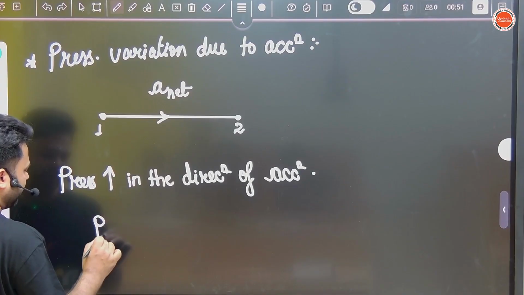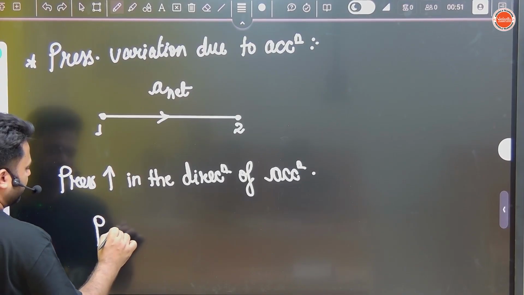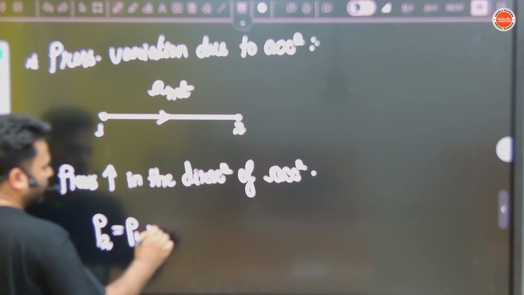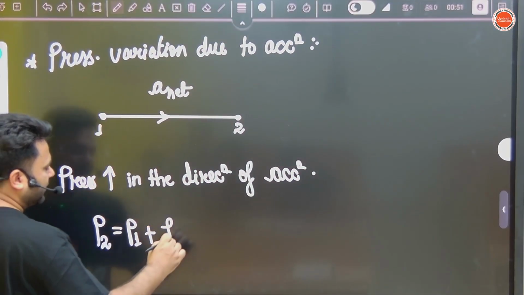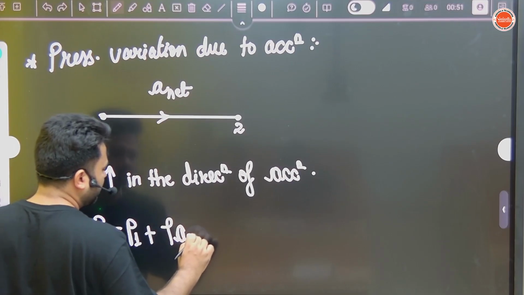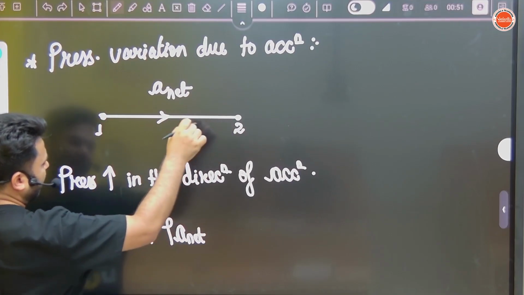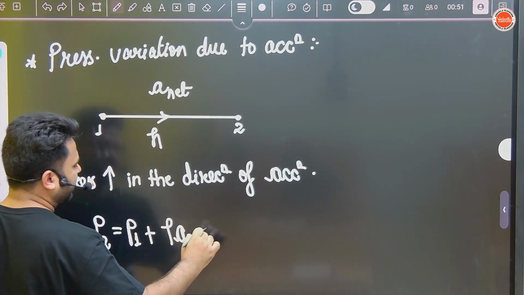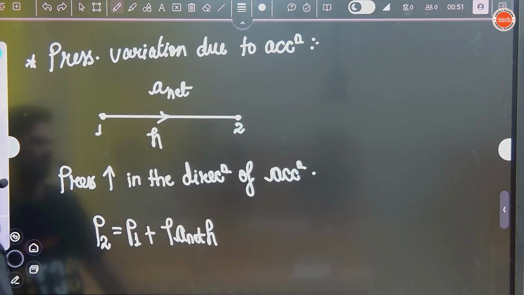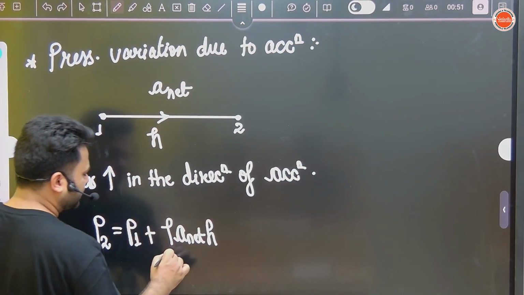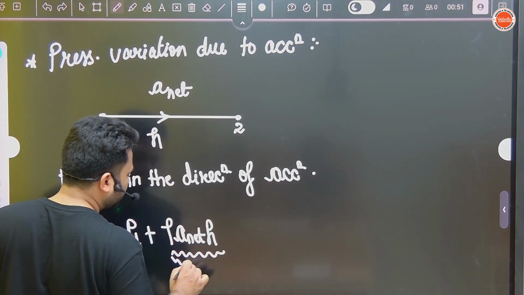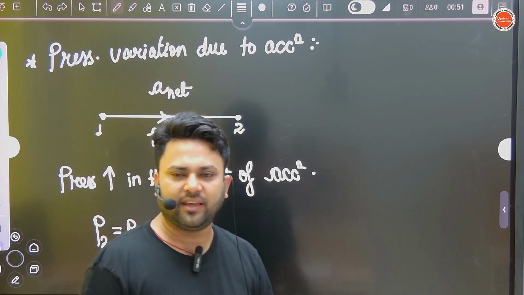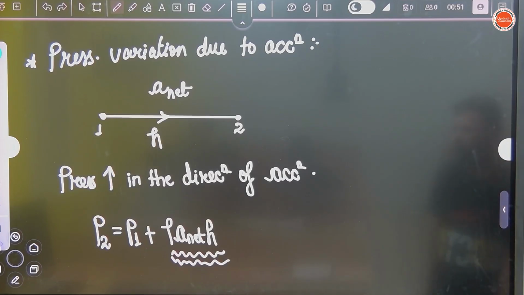So we will write, see the pattern. Pressure at point 2 is equal to pressure at point 1 plus how much more? Rho, density of liquid, net acceleration, multiplied by distance between the points. Suppose this distance between point 1 and 2 I am writing h. So distance between the 2 points, rho A net h. This much excess pressure we will have. So pressure at point 2 equals pressure at point 1 plus rho A net h. Correct?